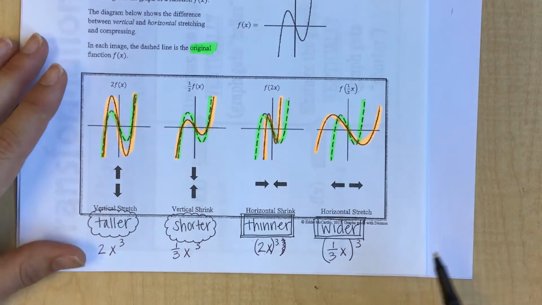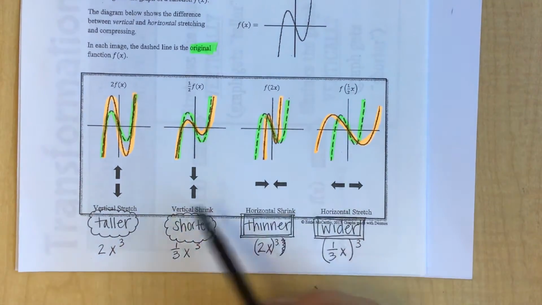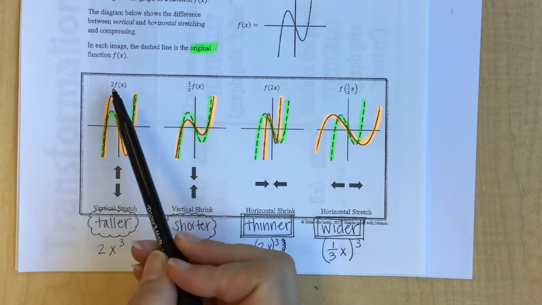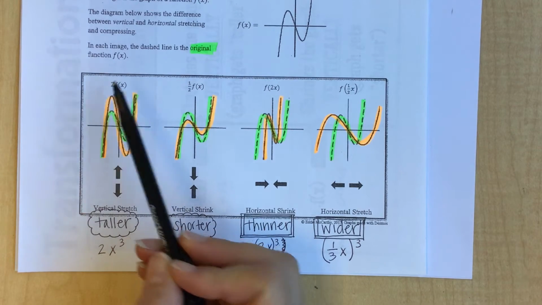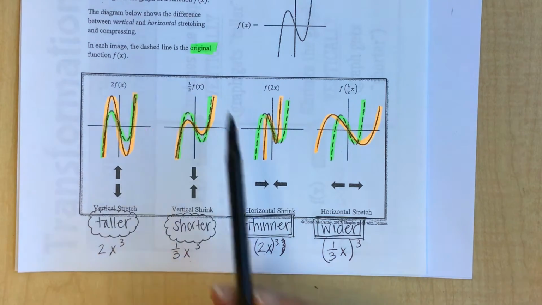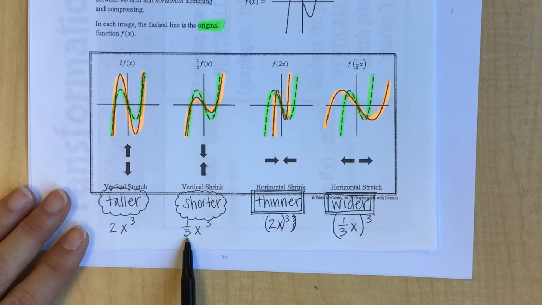Okay, now we also have to say by what scale factor these are being horizontally or vertically stretched or shrunk. So when we're looking here, this would be by a scale factor of 2. This would be by a scale factor of 1/2 because those are the numbers that are there, okay? Down here, this would be a scale factor of 2. This would be a scale factor of 1/3.